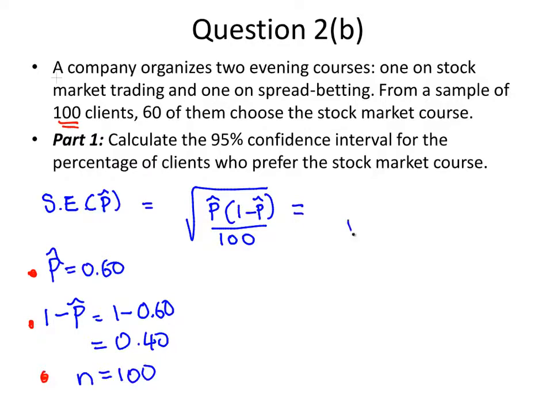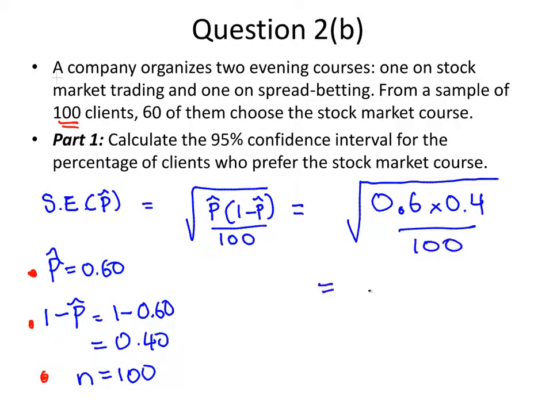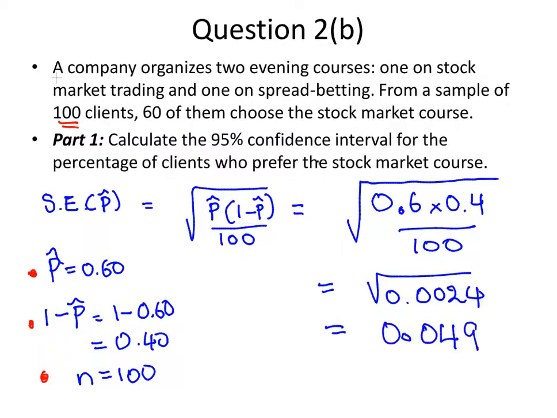Now this is a bit of calculator work. 0.6 times 0.4 all over 100. That is equal to the square root of 0.0024, and that is equal to 0.049. So that is the third component of the confidence interval. We're ready to put them all together now and compute our 95% confidence interval.